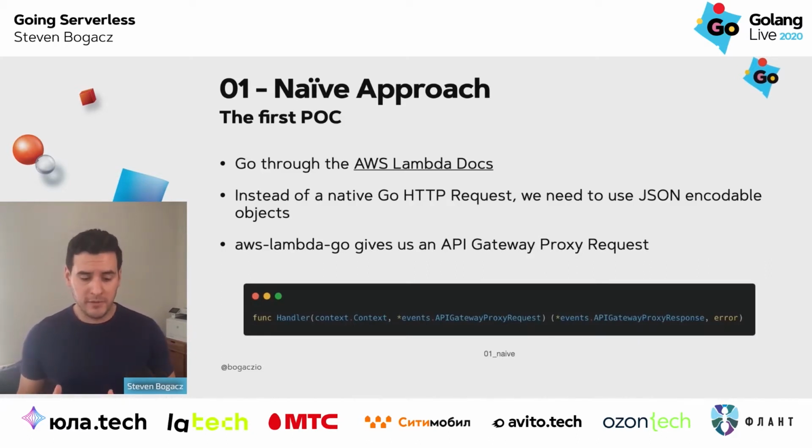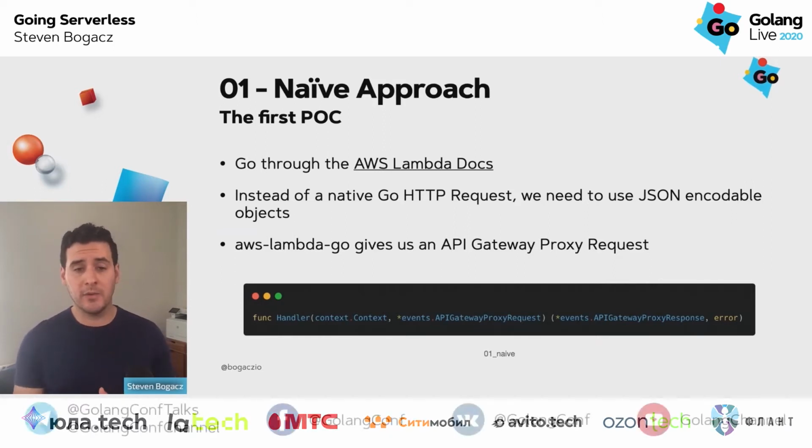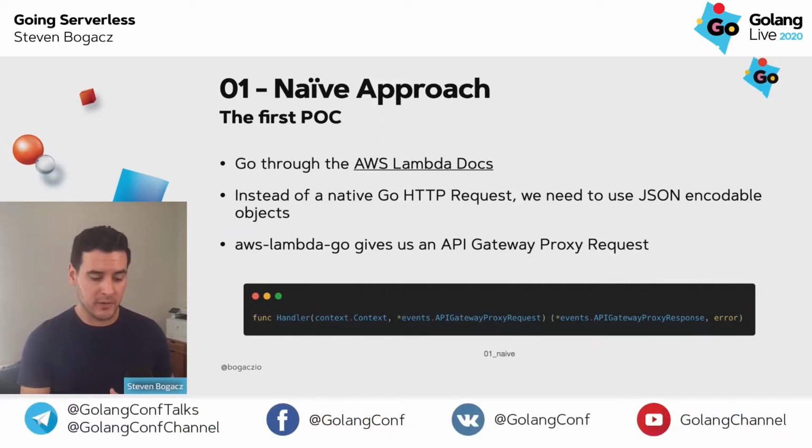So we're getting started. At this point, let's just say we don't really know anything about AWS Lambda, and we just start building our API. So as we're about to write our code, we look through the documentation, and we find out that actually we can't use just a native Go HTTP request as what our function takes. And the reason for that is AWS Lambda needs to take JSON encodable objects, and because the standard library's HTTP request has unexported fields, it's not a serializable JSON object.